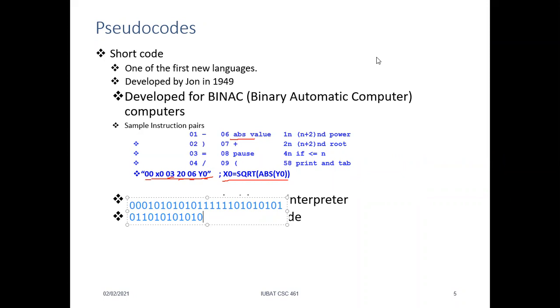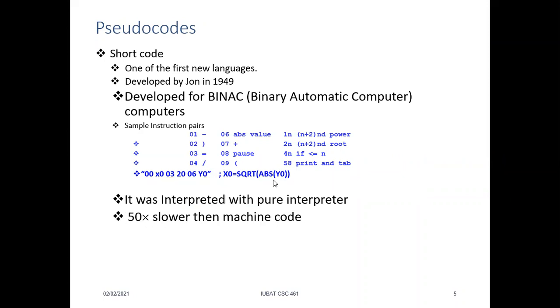So this was the first programming language in the binary computers. And what is the advantage? The advantage was it was a little bit easier to read code, understand code, write code, modify code. But it was slow. It was 50 times slower than the machine code, because after you have written the code, it has to search for each of the corresponding signs, and then it has to translate them. So it was interpreted with a pure interpreter.